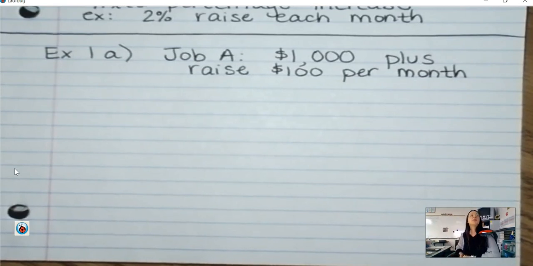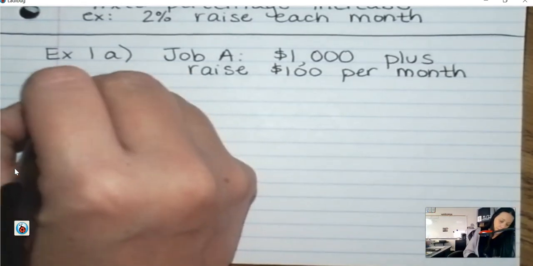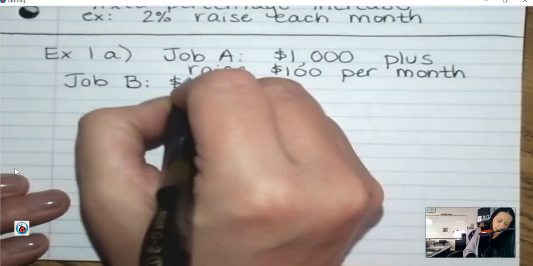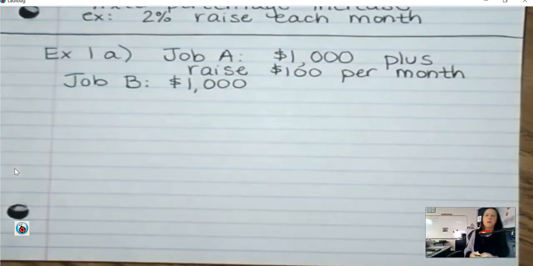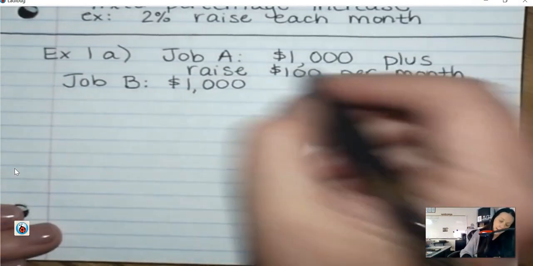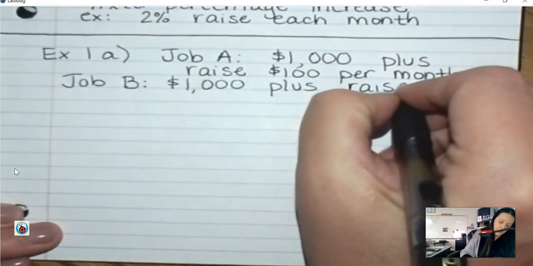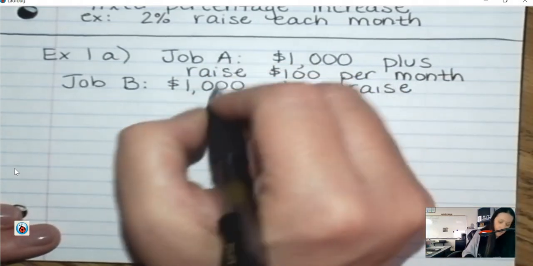Job A, you get $1,000 to start, and then each month you'll get $100 more for your raise. Job B is $1,000, but job B is going to get a raise of 10% each month.